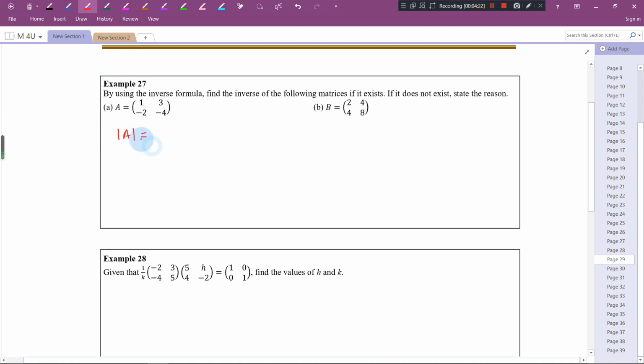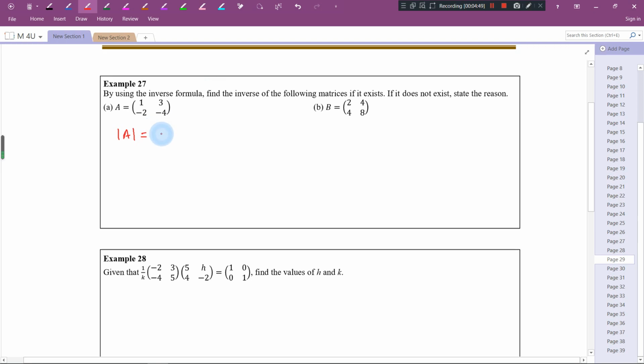But don't get confused, this is not modulus A. Let's say after you calculate the determinant, you get a negative number, you still need to keep the negative. Some students think this way, okay, this is modulus, so if I get -3, I change it to 3. No, if you get -3, you still need to write -3. Okay, this is just the notation for determinant.